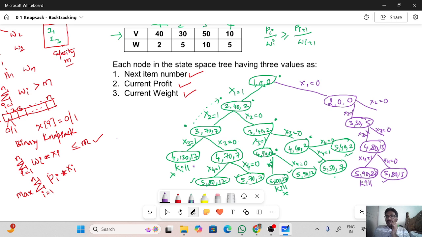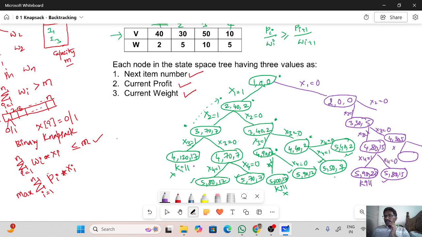I want to find all the possibilities. What about x4? I have verified. What about x3? We want to verify x3 equal to 0. If x3 equal to 0, what is the possibility? The fourth item we want to consider next, and 30 as of now, the weight as of now, 5. Not greater than 16, we are going to expand it.